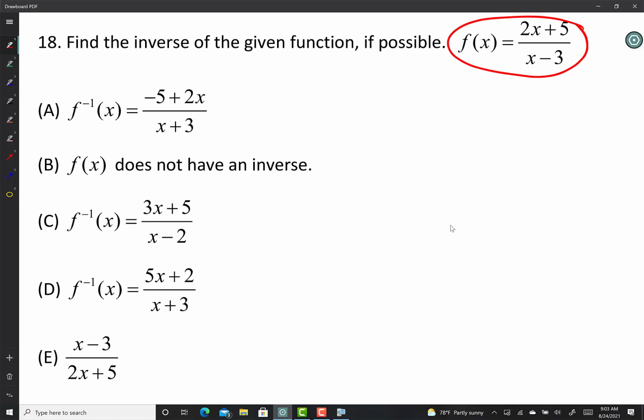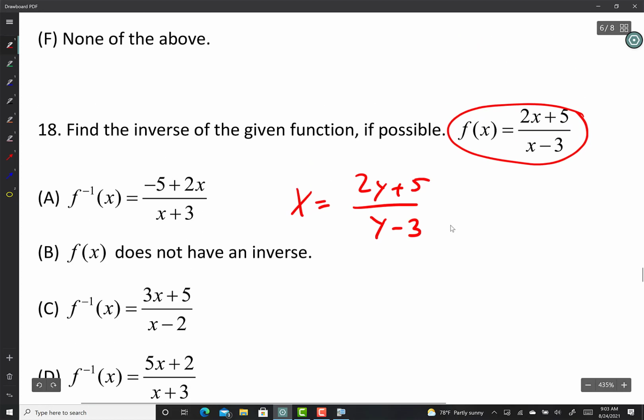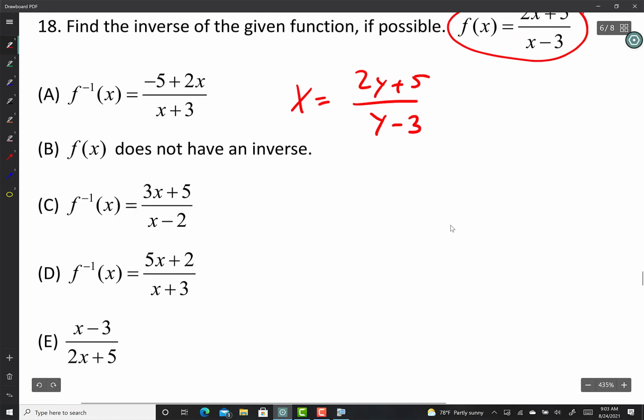First, you toggle your x and y. So you're going to go x equals 2y plus 5 over y minus 3. Now, I don't want you to be a robot. Why do we toggle the x and y? Because for an inverse function to work, you reflect across the line y equals x. So that's why we can just flip them and solve for a new y. Cool? Okay, so here we go.